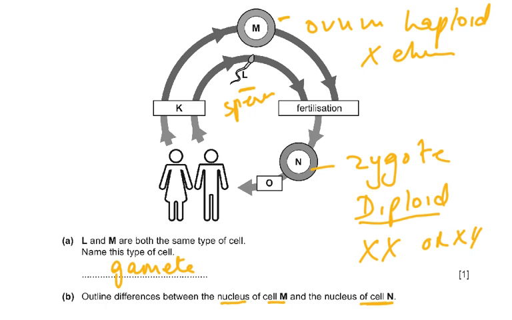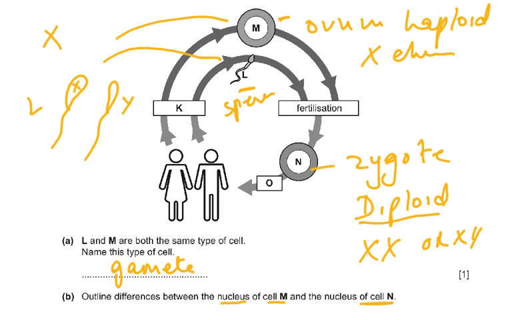And I could have also asked you the differences. I would have liked to ask you the differences between M and L. M will always have an X, while L can be of two types. Sperms can be of two types. They can either have the X chromosome or they can have the Y chromosome. So just think of another question which I could have also put this on to.